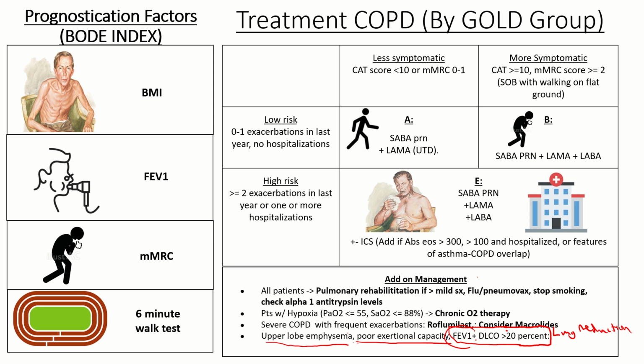You want to make sure that the patient has a good FEV1 and a DLCO that are both greater than 20%. If it's less than 20%, they have increased mortality from this procedure, and you don't want to do lung reduction surgery on these patients.